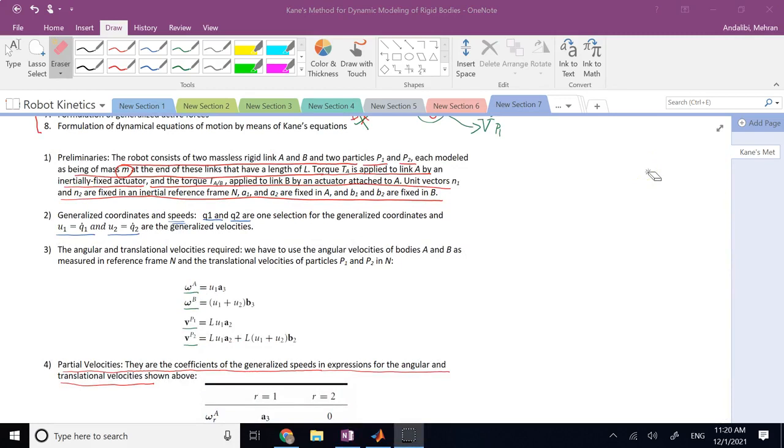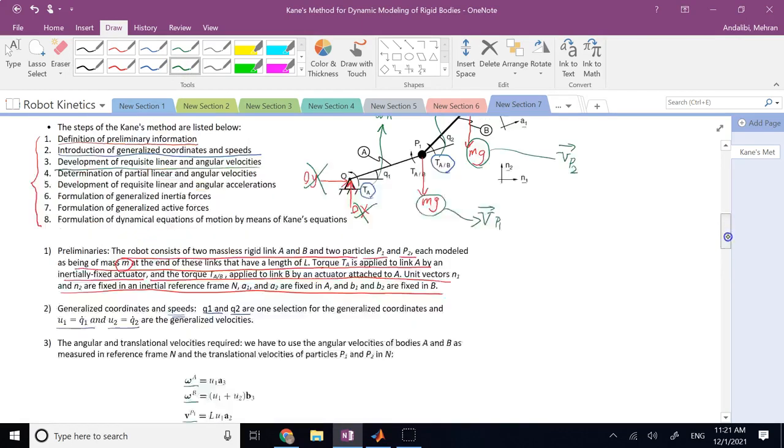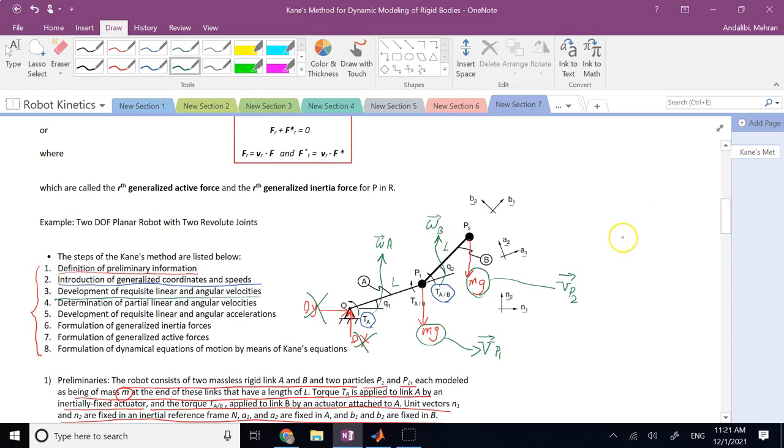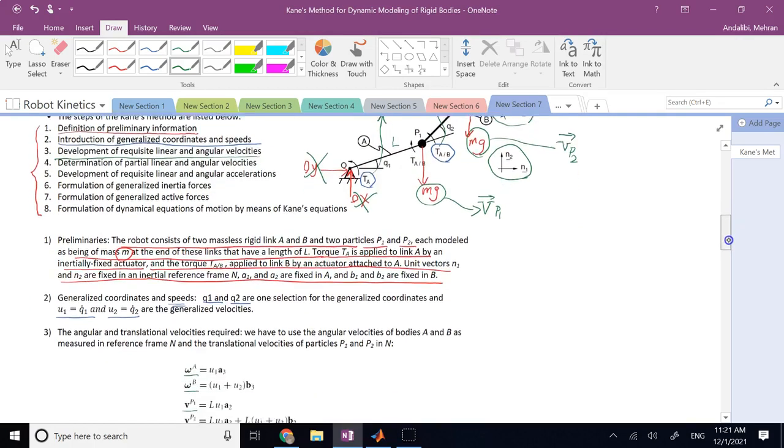Since these are velocities, definitely their magnitude depends on what? It depends on u1 and u2, the generalized speeds, as well as the geometry, which in this case is L. Remember, the length of each one of these members is L. So they depend on L and u1 and u2. And their direction should be described in one of these 3 coordinate frames that we have, either A1, A2, A3, B1, B2, B3, or N1, N2, N3. Okay, so if I can describe them, that's all I need. So how can I do that?